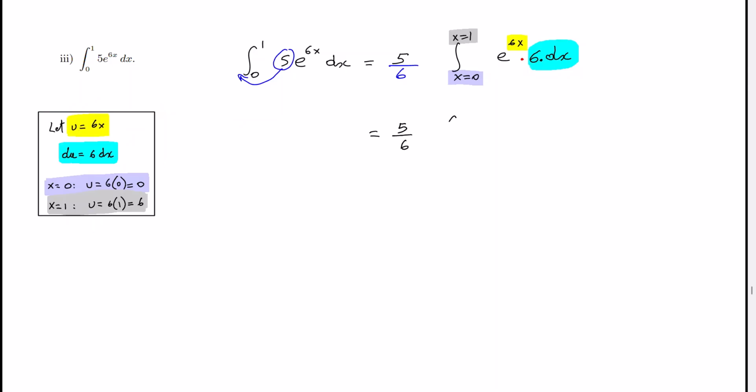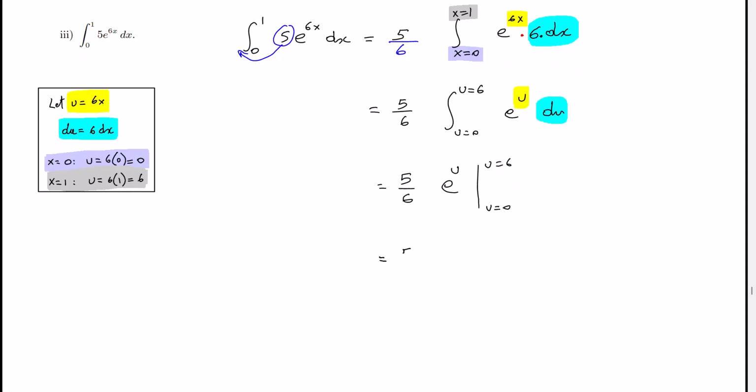So let's rewrite the problem now. Instead of x equal to 0, we'll put u equal to 0. Instead of x equal to 1, we will put u equal to 6, and we will have e to the u with the du off to the side. So du replaces 6dx, and u replaces 6x. Now, the question is, what's the antiderivative for e to the u? And hopefully you know by now that the antiderivative of e to the u is literally itself. And we have the bounds, which are u equals 0 and u equals 6.